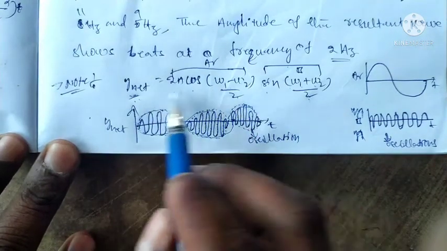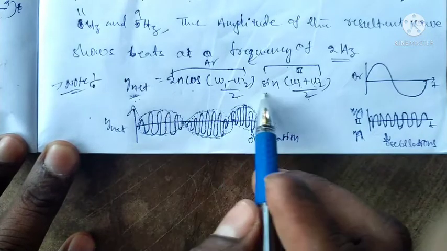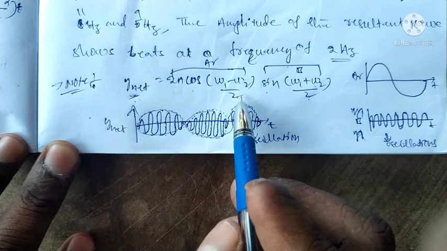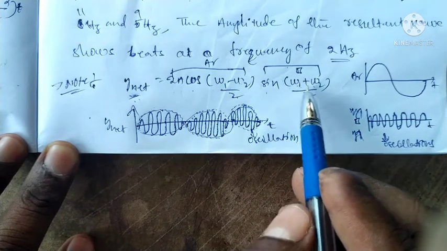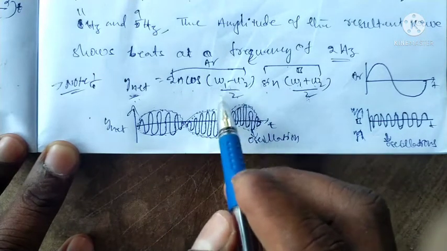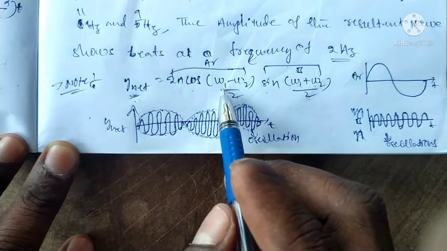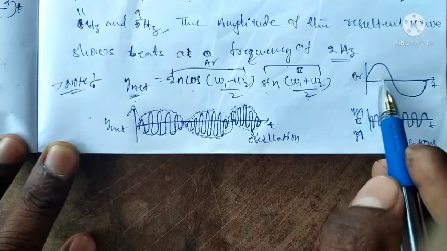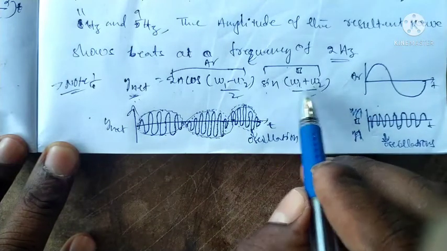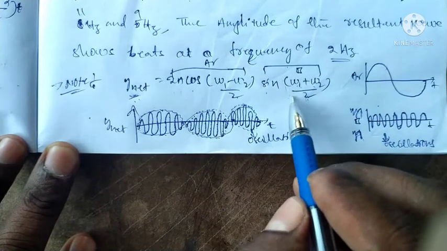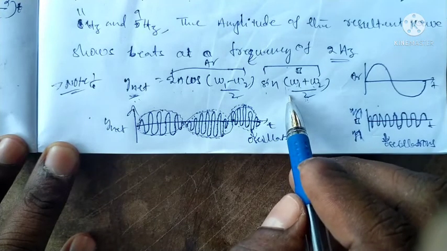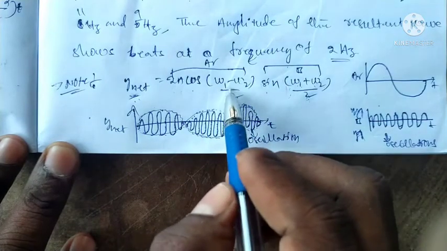This equation is called the beat equation: y is equal to 2a cos((omega 1 minus omega 2)/2) into sin((omega 1 plus omega 2)/2). Okay, this is the equation. Suppose two waves have a small frequency difference, say 20 and 10. If we add the frequencies, it is not suitable for beats. Only maximum or minimum is possible.